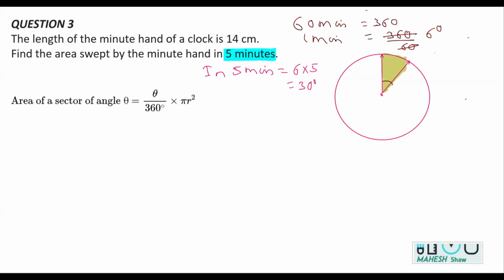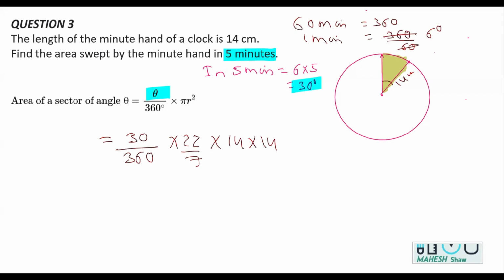Once we got this angle, we are going to apply the formula for finding the area of a sector, that is theta over 360 degrees into pi r square. So theta is 30 degree and the radius is 14 centimeter. The length of the minute hand will be its radius. So we find the area by replacing theta with 30 over 360 into pi, 22 over 7, and r being 14, so it's 14 into 14. I can see that the zeros get cancelled.